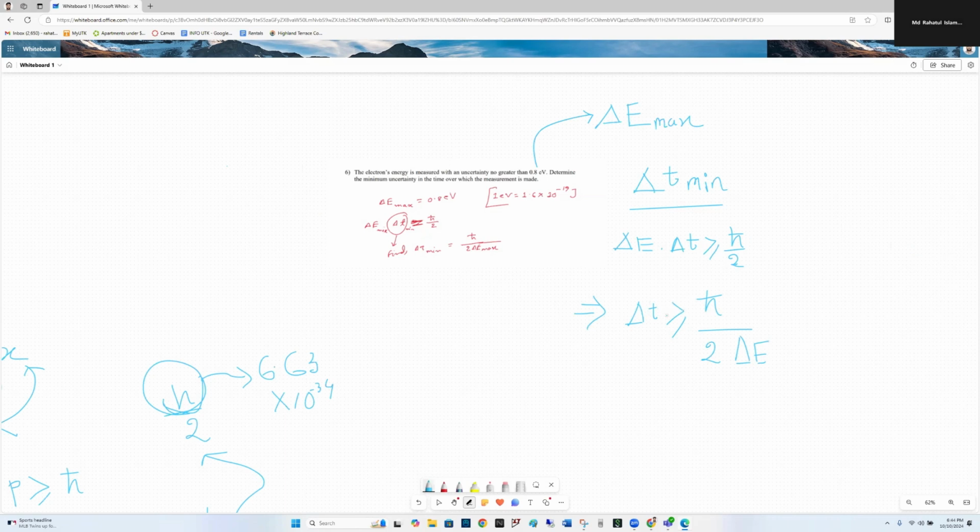Delta T can be equal to this value or can be greater than this. So what is the minimum value? The minimum value is this value, but delta T can be greater than this. So we can write delta T minimum is equal to h cut divided by 2 delta E. Delta E is already given in the question, so you have to plug it in, and h cut you can write as h by 2. H here is the Planck's constant. So that's how you solve problem number 6. Let's move to the next problem.